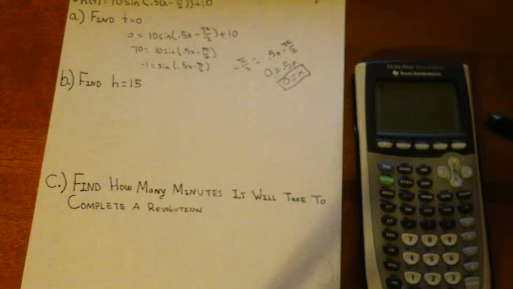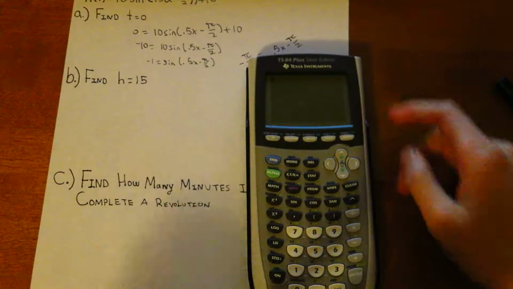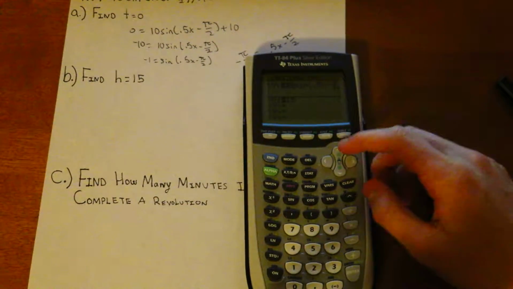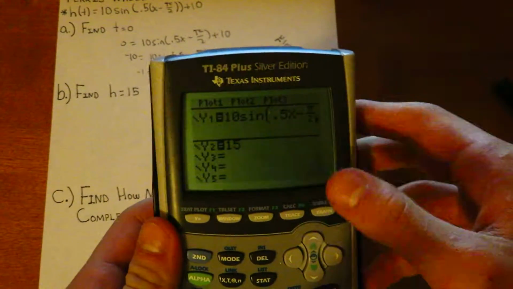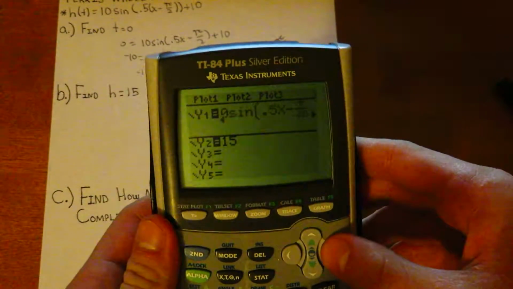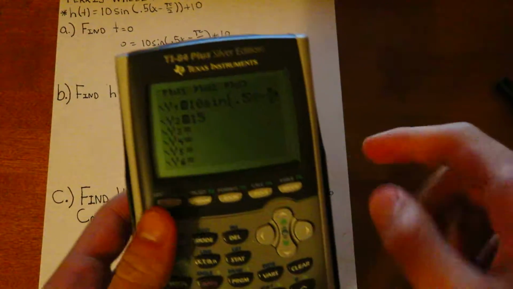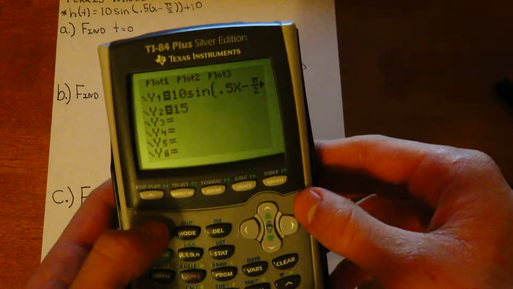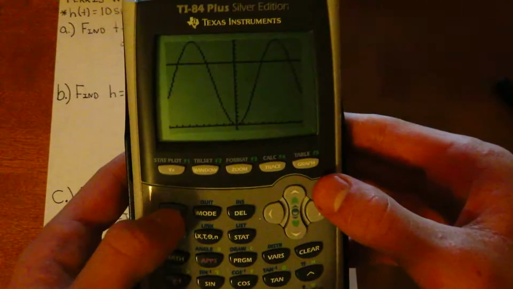Okay, so next we have to find when h is 15. So when you're at a height of 15 meters. Now, the second method of solving something like this is to just put it into your calculator. So what you do is you go to y equals, and I already pre-typed it out, but you type the equation, which is right there, and then you put what you want to get right here. And then all you have to do is go to graph, and it's already graphed out.